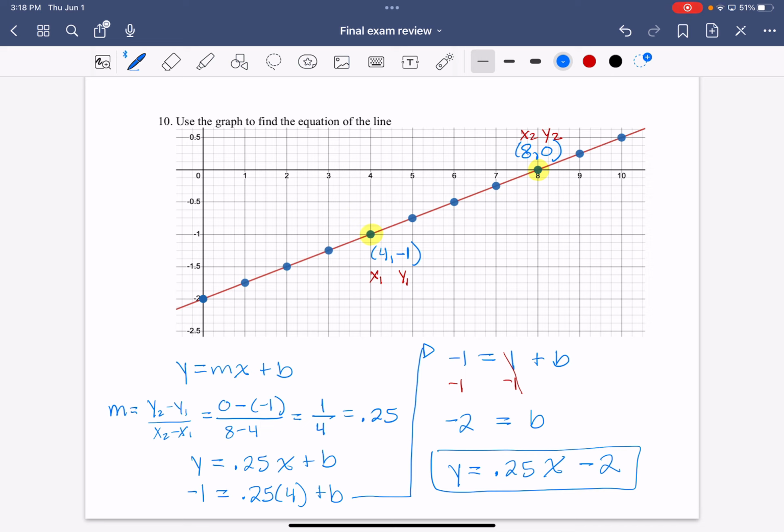I'm noticing that we're doing the same steps we did before, just with a different graph. Yep.